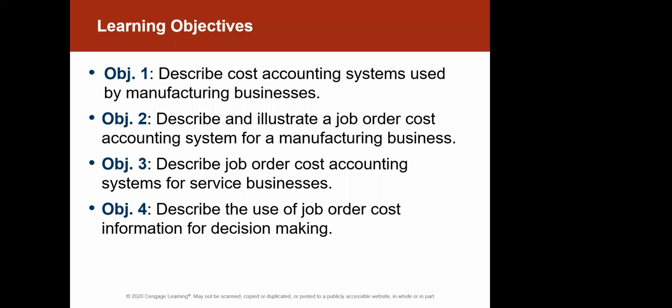So our learning objectives is we're going to learn about cost accounting systems. And then more especially today, we're going to learn about what's called job order costing, which is one type of accounting system that manufacturing businesses use. And then, well, that's primarily it. Because all 3 of those others are about different parts of the job order costing system.